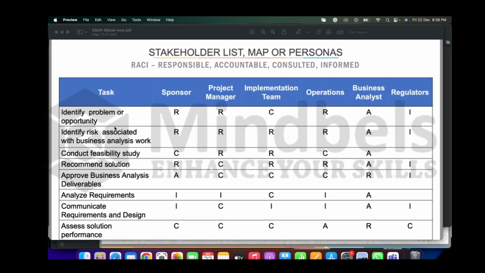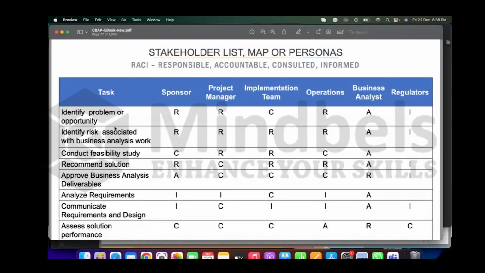For what task? Tell me the problem. So that is your first thing. Basically, the BA will ask, what is the problem? So who has to work on this? It is sponsor, project manager, and operations. So these three parties will have to work on gathering the inputs and information, and you will have to share that with your BA.